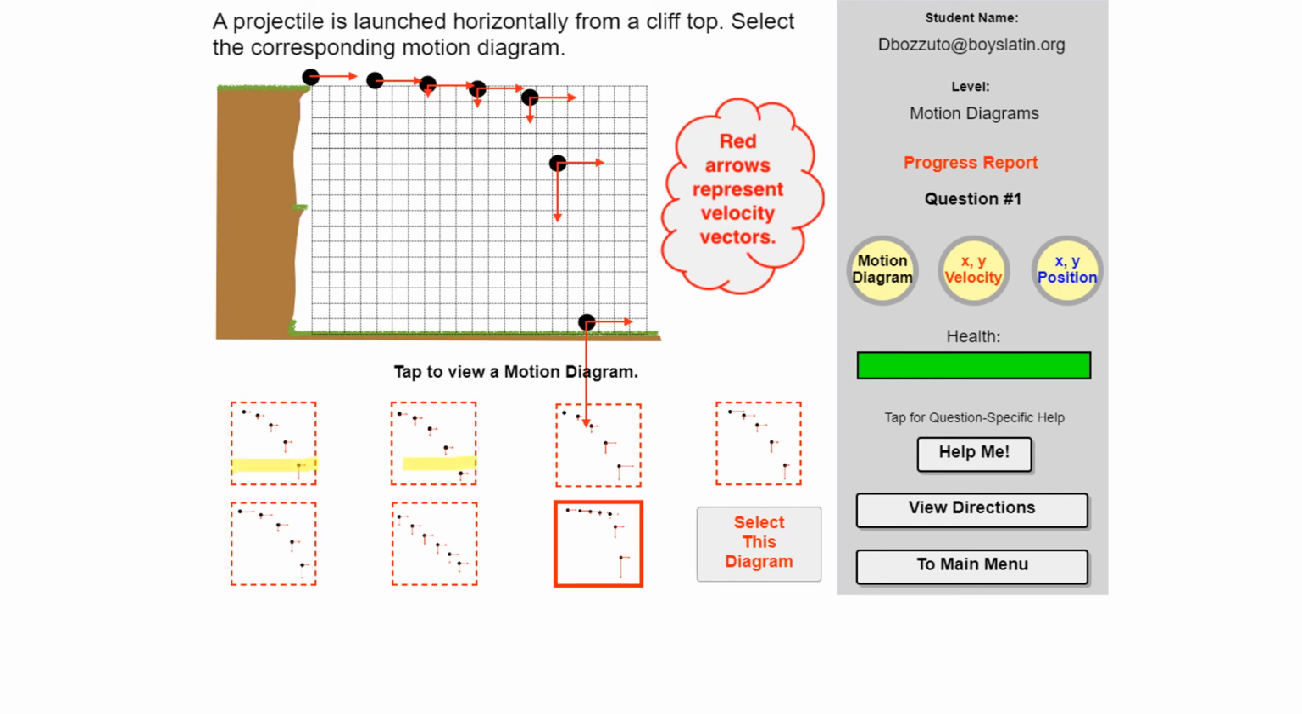But you got to pick the diagram, one of these 7 diagrams that best represents how a projectile's path of travel, the parabola, and the velocity vector should be at each point in time. Select the diagram that works, and then hit select this diagram. This part should not be too bad.